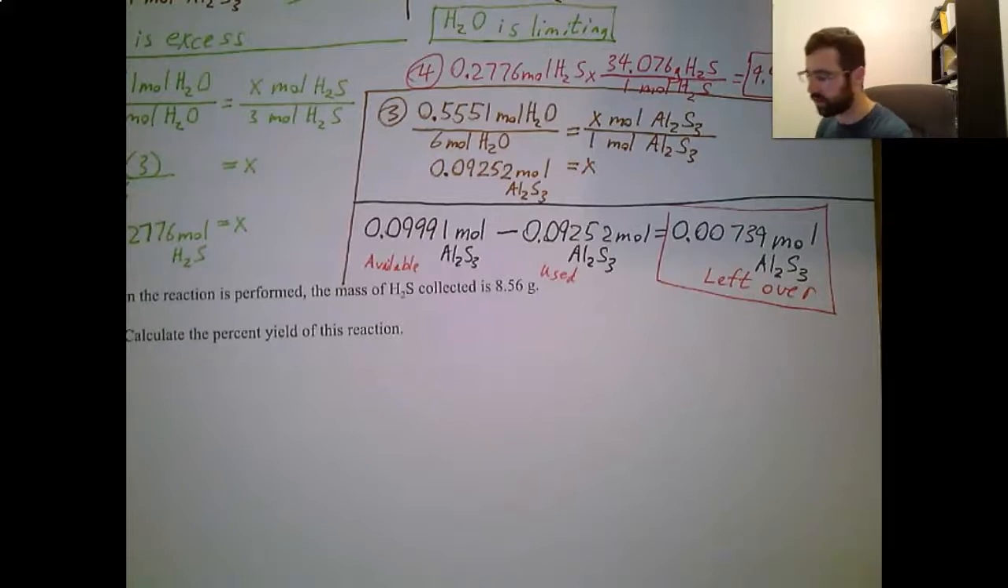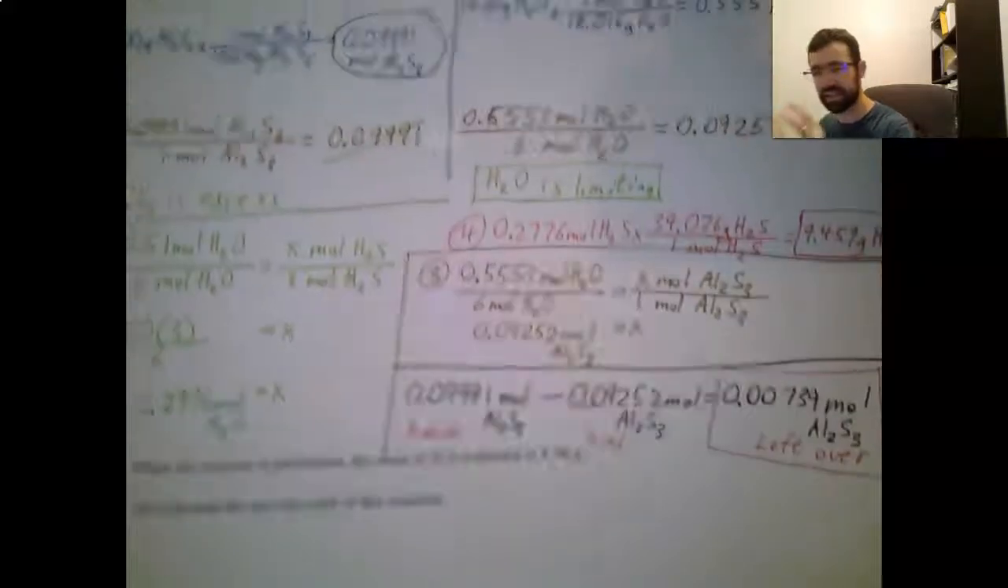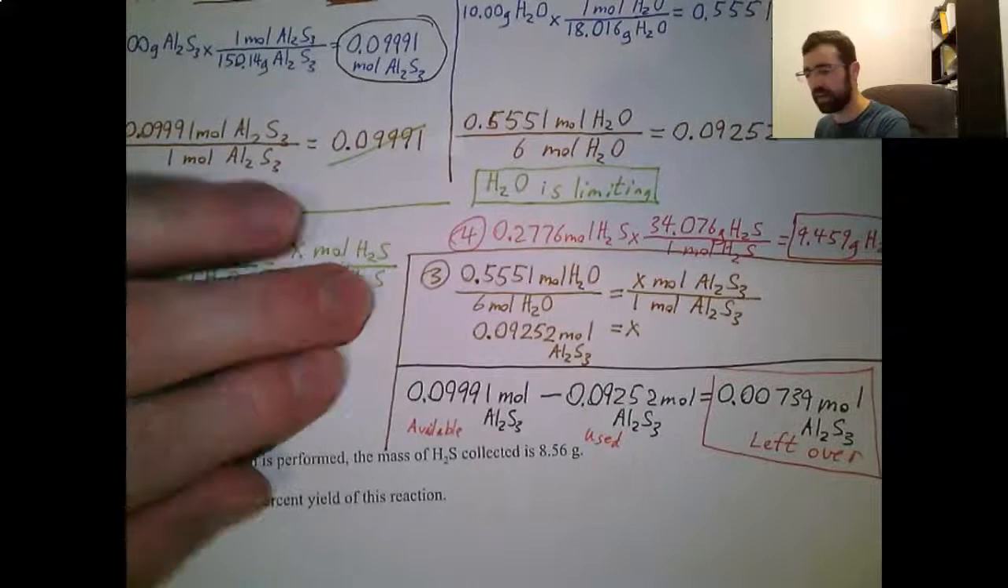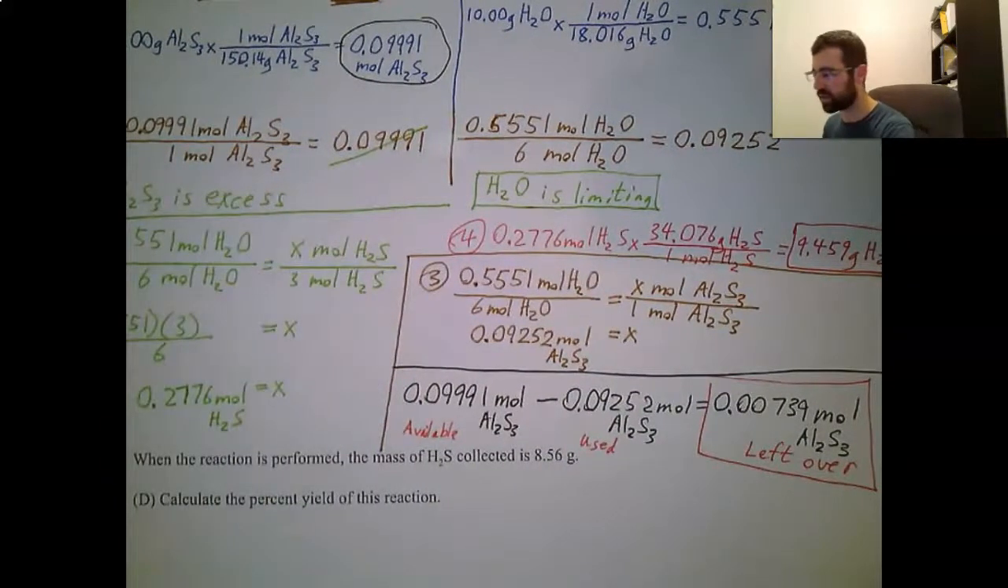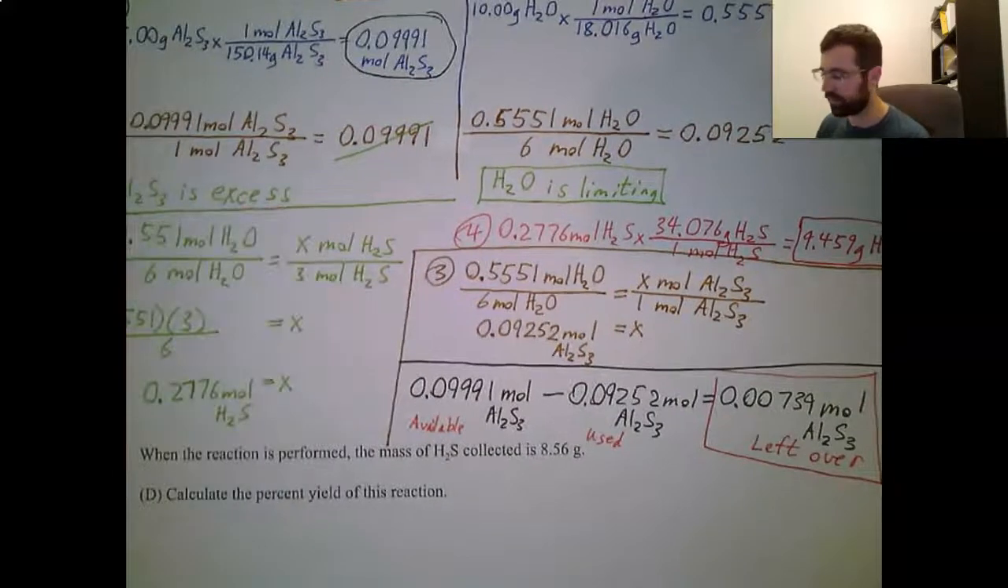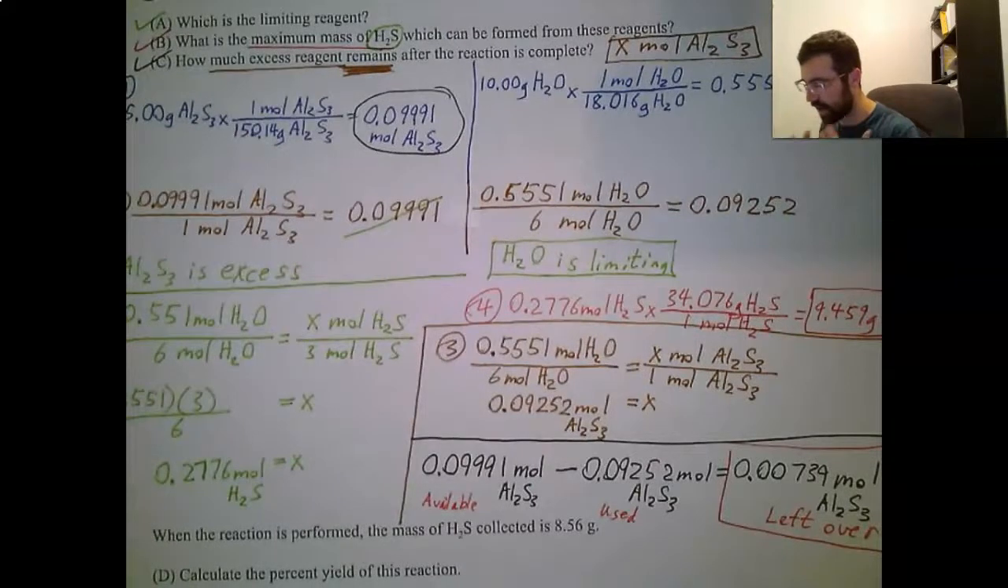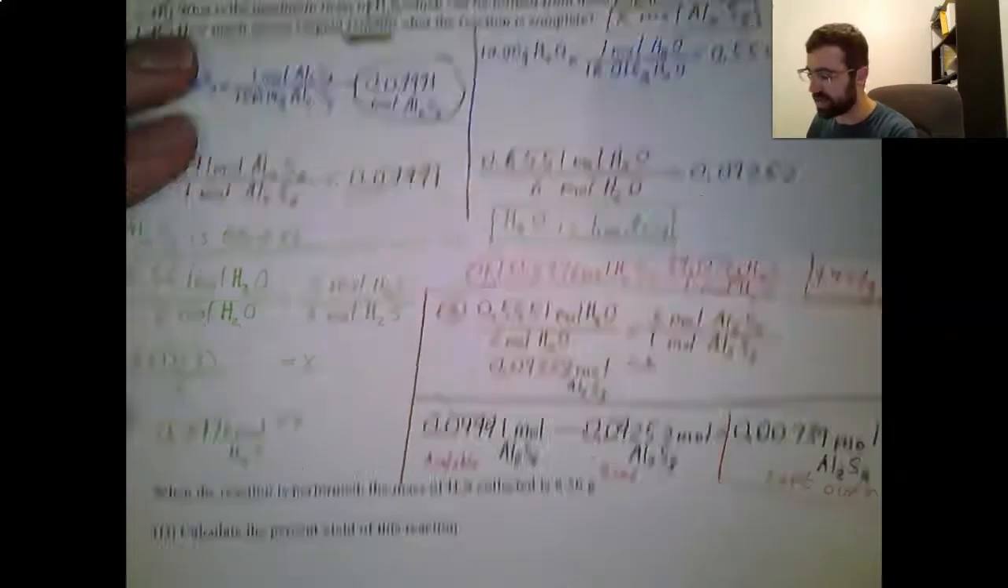That's a little more complicated and in-depth of a process to think through, so we may need to talk about that a little bit more, and that's okay. If you have questions, please let me know. The part with excess reactant, part C, is the hardest part on this page, in my opinion. And then we get down to this.